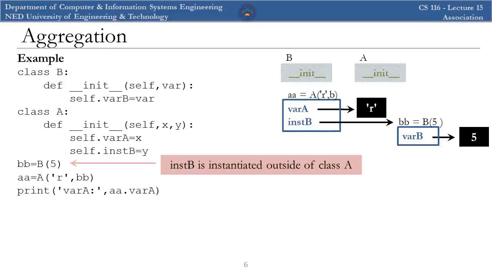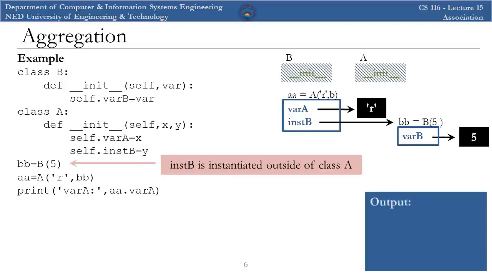Now if I try to print AA.variable A, that means we are trying to print variable A within AA's namespace. So R should be printed, and here it is. Similarly, if I try to print variable B, this variable B resides within BB's namespace, so it can be accessed in two ways. You can directly access it through BB, and since we are linking it to instance B of class A, it can also be accessed through that instance B.